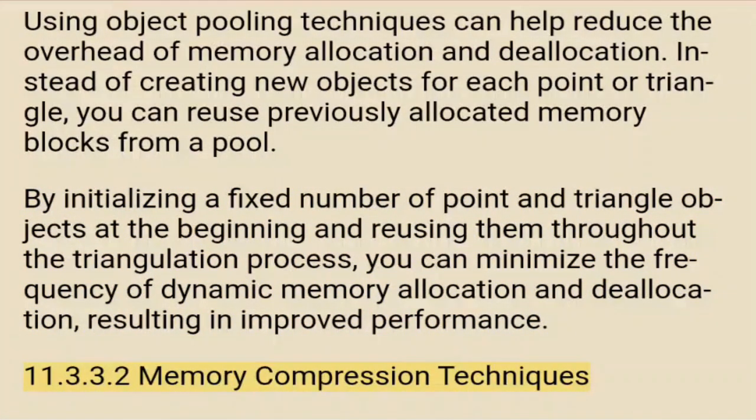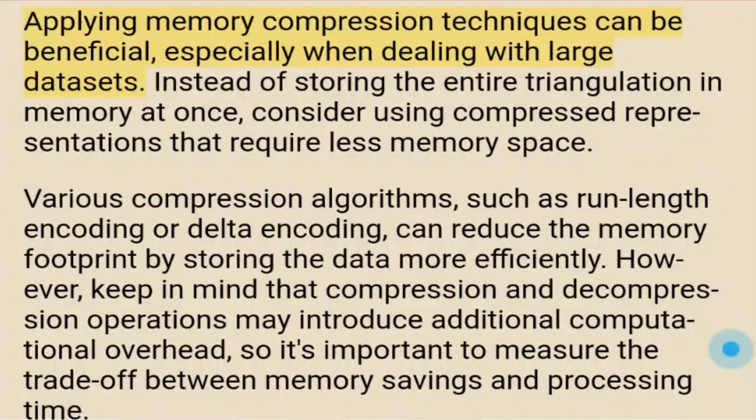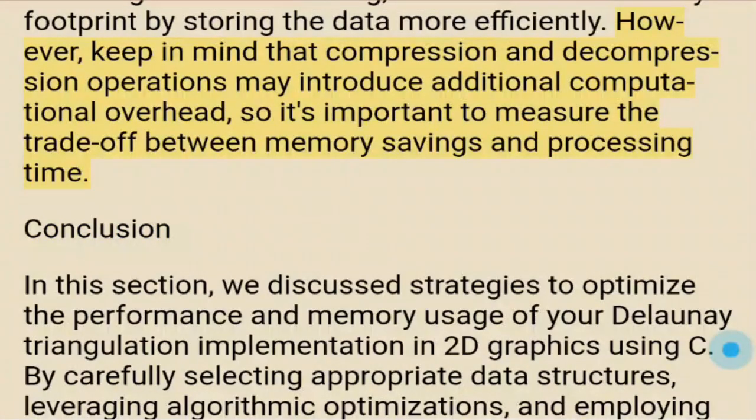11.3.3.2 Memory compression techniques. Applying memory compression techniques can be beneficial, especially when dealing with large datasets. Instead of storing the entire triangulation in memory at once, consider using compressed representations that require less memory space. Various compression algorithms, such as run-length encoding or delta encoding, can reduce the memory footprint by storing the data more efficiently. However, keep in mind that compression and decompression operations may introduce additional computational overhead, so it's important to measure the trade-off between memory savings and processing time.